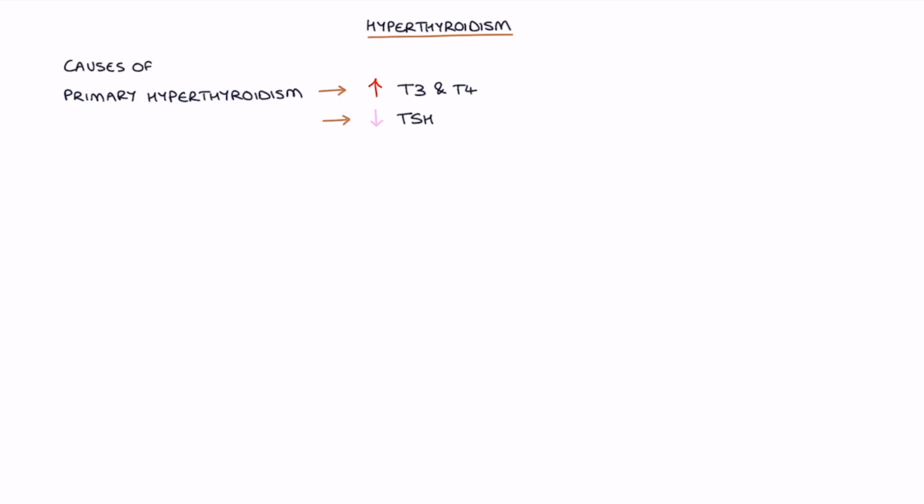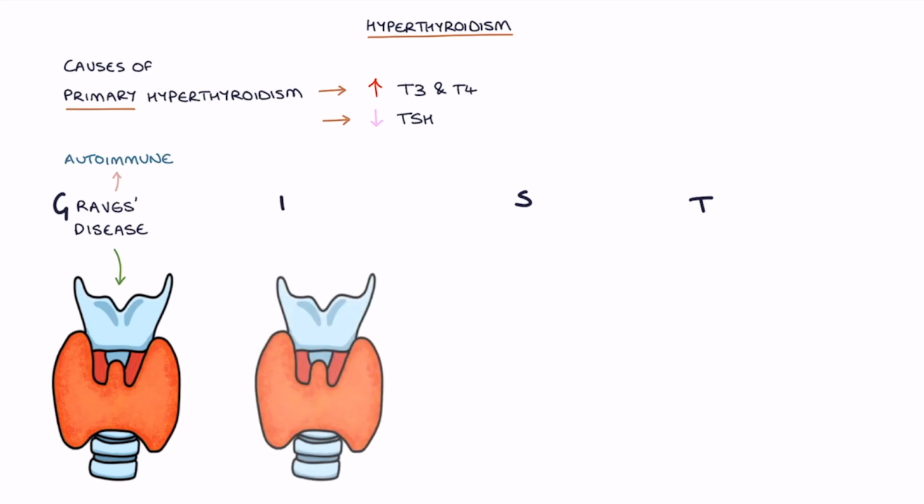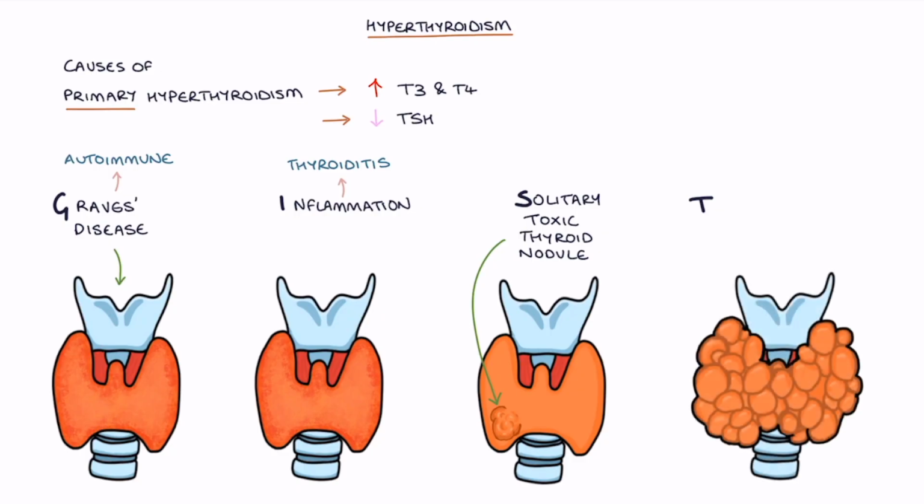The top causes of primary hyperthyroidism can be remembered with the GIST mnemonic. G for Graves' disease, which is an autoimmune condition, I for inflammation or thyroiditis, which itself has various causes, S for solitary toxic thyroid nodule, which is a lump on the thyroid that's producing excessive thyroid hormones, and T for toxic multinodular goiter.